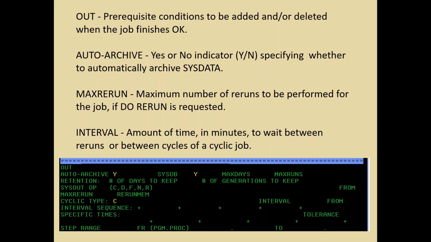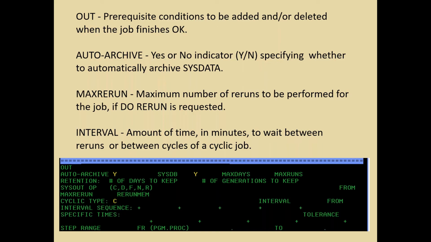Then auto archive equal to yes or no specifies whether to automatically archive the sysout data. This is not important for us in application production support. Then max rerun: the number of reruns to be performed for a job, if rerun is required. Then interval: the amount of time in minutes to wait between reruns or between the cycles of a cyclic job.